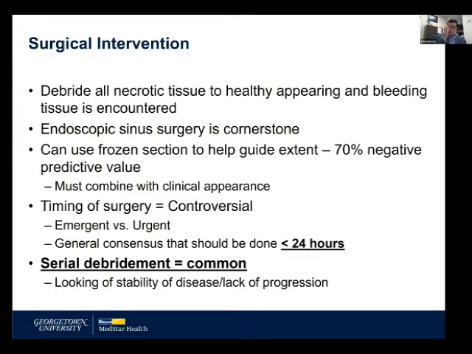Serial debridement and trips to the OR are very common. And you're really looking for stability of disease and lack of progression. That's where you can start calming this down and not be as aggressive with the surgery and removal of that diseased tissue.